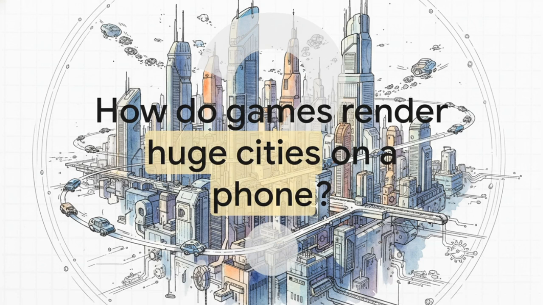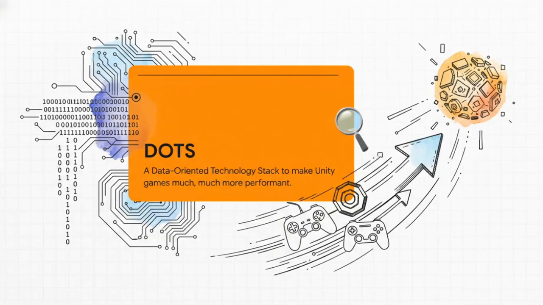Well, it's not. Every single game developer is fighting a constant war against performance limits, and Unity has been quietly building a secret weapon to win that war. Okay, the first thing you're going to hear about is this acronym, DOTS. It stands for the Data-Oriented Technology Stack. Now, don't let the name scare you off. It sounds super technical, but the core idea is actually pretty simple.